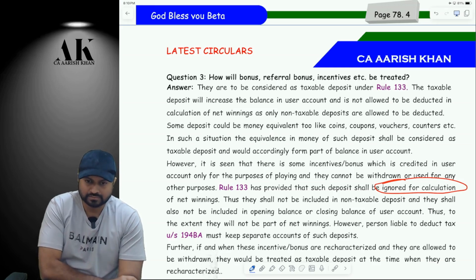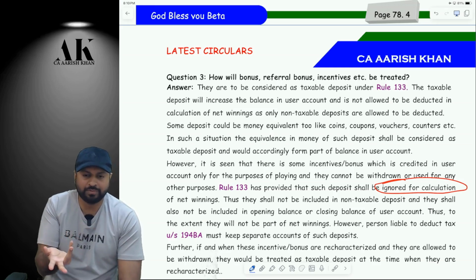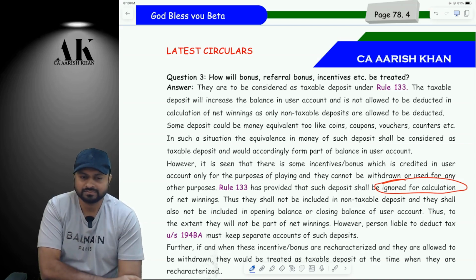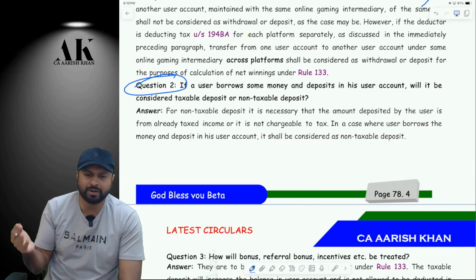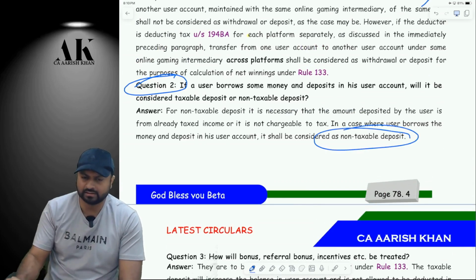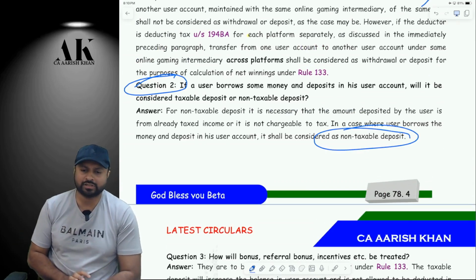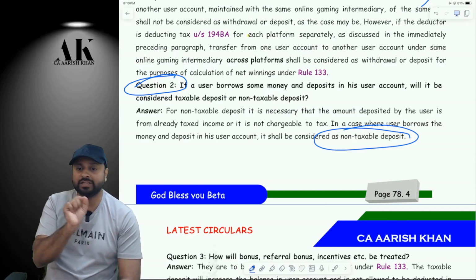So it should be allowed. That's what I'm just asking, your opinion. Then we'll see the provision. Yes, it should be allowed? Definitely it should be allowed. Why not? How does it matter to the government whether it is my own money or whether I've taken it as a loan? It doesn't matter. Check. It should be considered as a non-taxable deposit. And if it is a non-taxable deposit, it means you can reduce it. Correct?